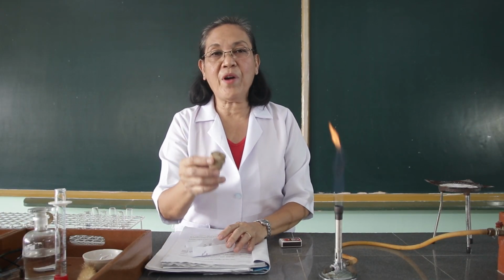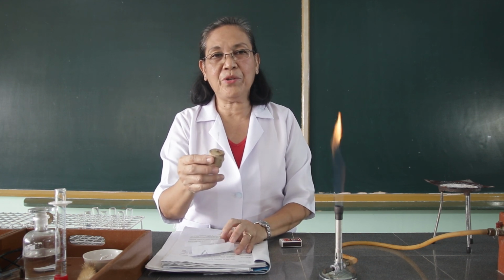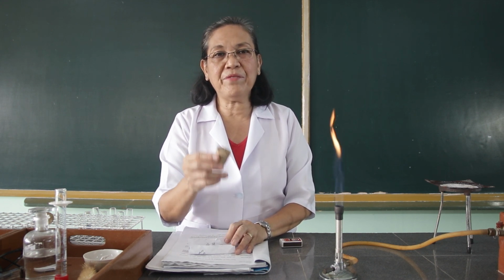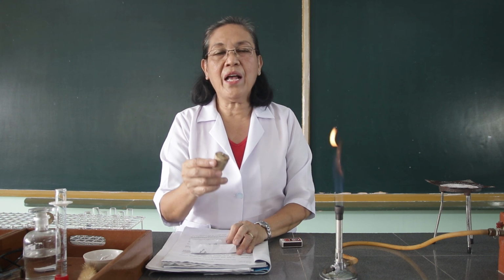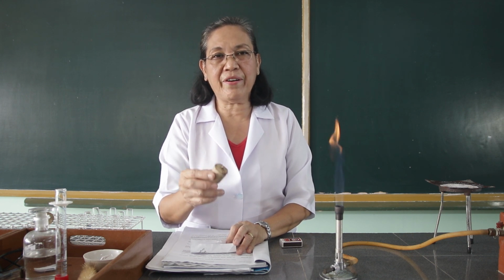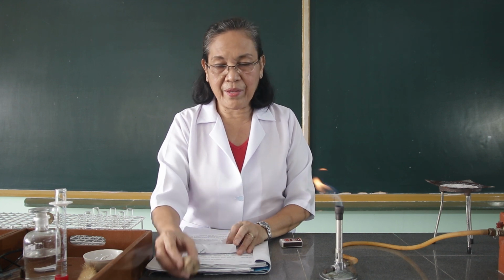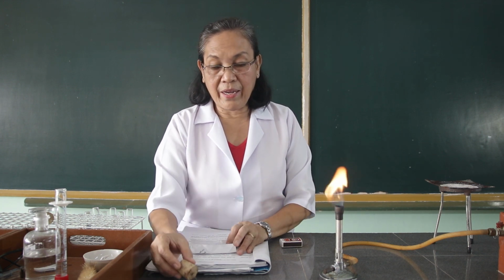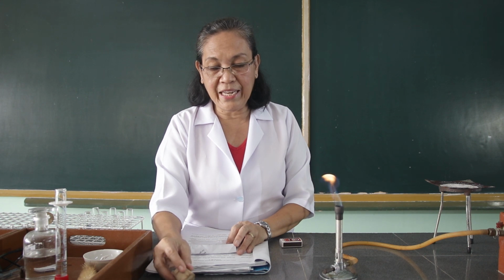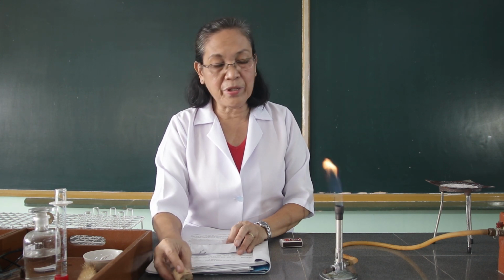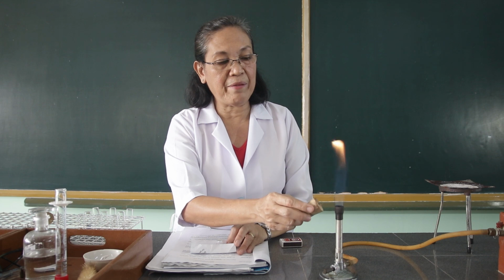Because this Nichrome wire has been contaminated by the sodium ion, we have to clean this Nichrome wire by dipping it in the hydrochloric acid solution and bringing it to the Bunsen flame, like this. You have to do it repeatedly to ensure that the Nichrome wire is free from the sodium ion.